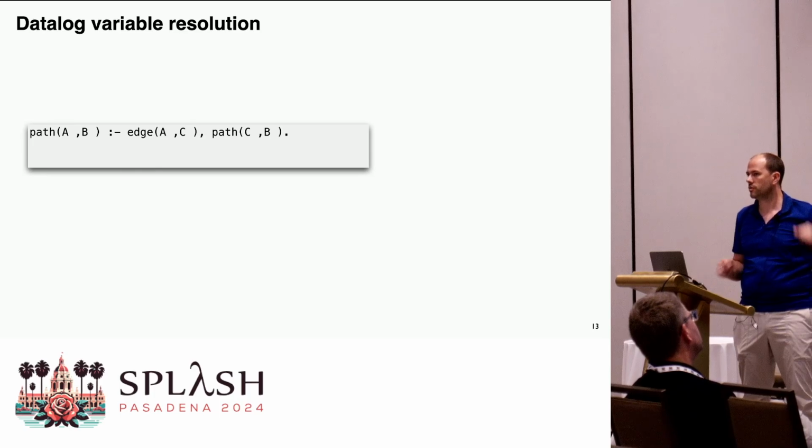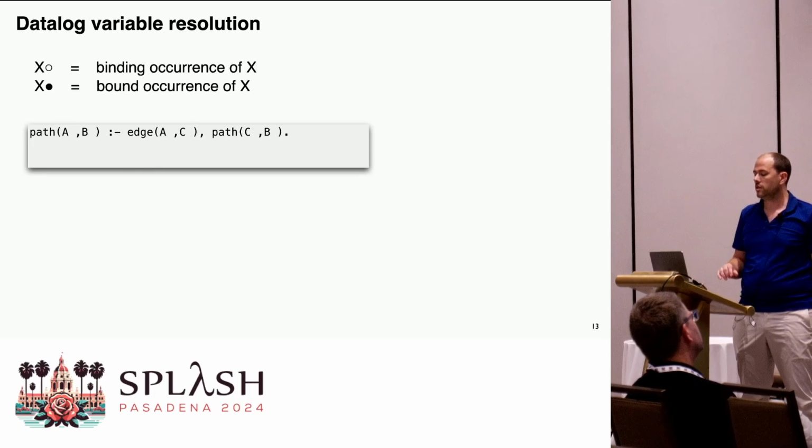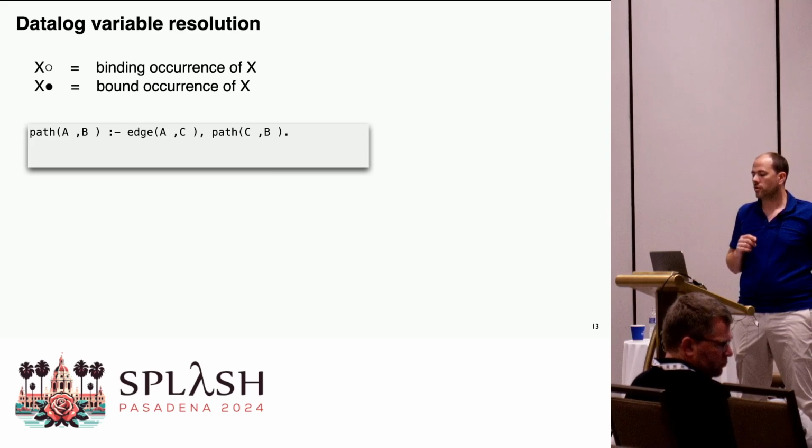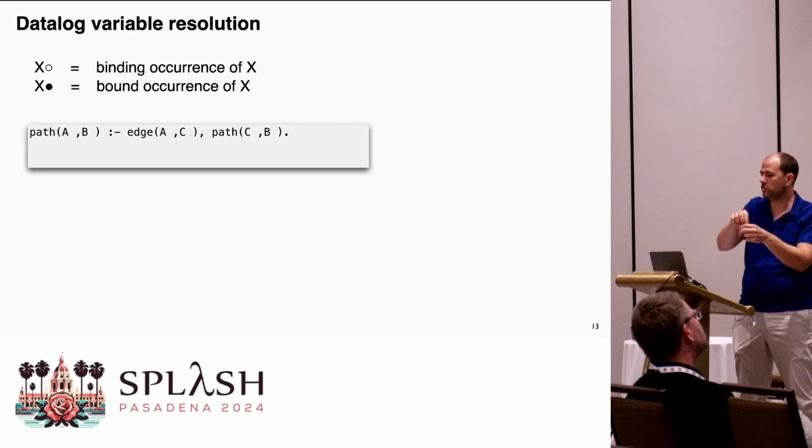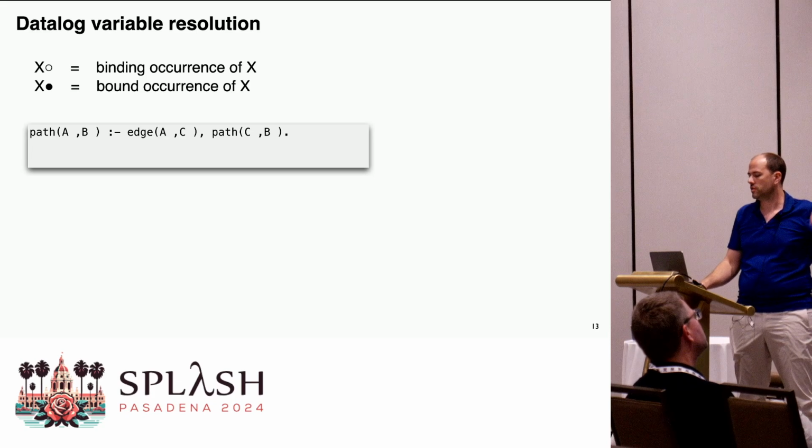It's the transitive closure path rule. So we're going to distinguish the status of variables, and we're going to mark them, decorate them in the program. So the open circle says it's a binding occurrence. So this is the place where x gets its value, whereas the bullet is a bound occurrence. This is where you're reading the variable. And now we can annotate the rule with this notation. And so what we get is, in the first atom, edge AC, we're actually binding A and C to the tuples that are in the edge relation. And then in the second atom, we're reading C, it's already bound, and we're using it to bind B.